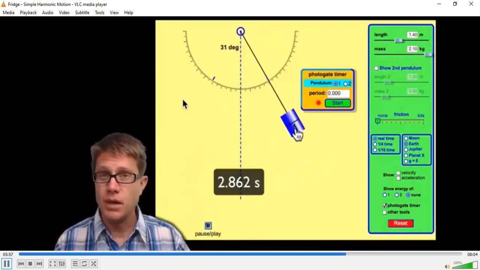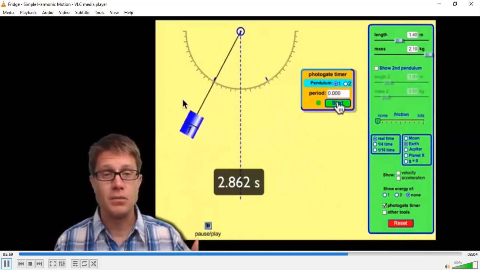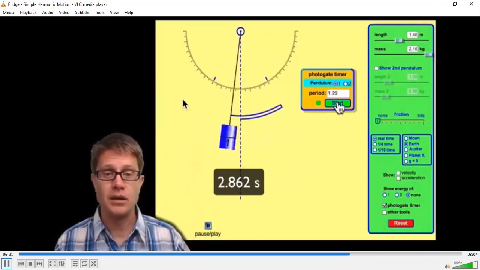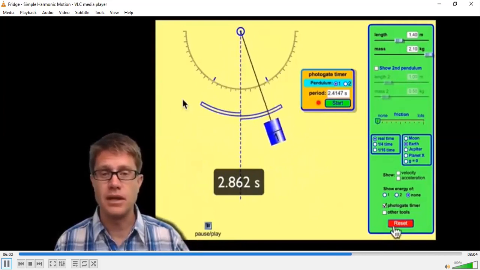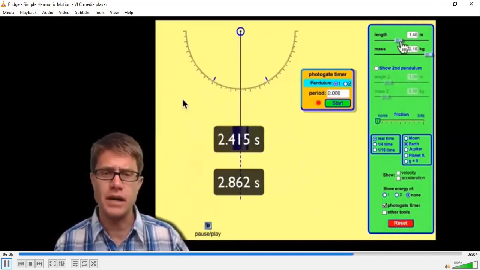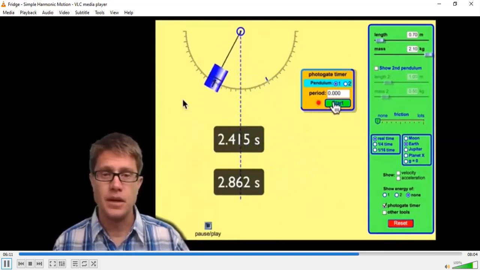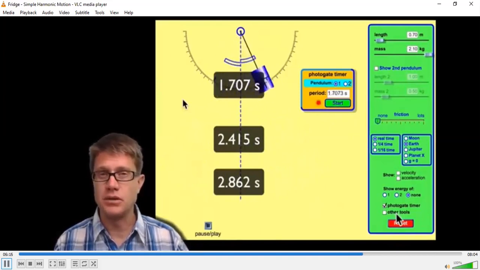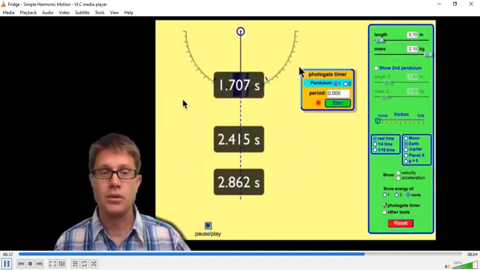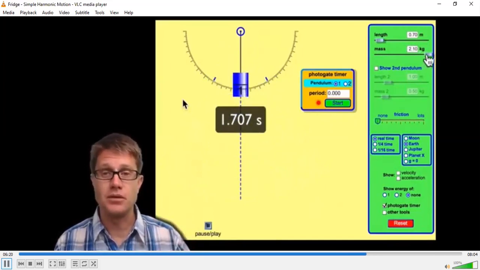Now I'm going to make the pendulum have a smaller length, dropping it from the same angle, and you can see that the period now is less. It's 2.415. Now let me make it even less. I'm going to try to drop that weight again at a 30-degree angle, set my photogate timer, and you can see that the period is becoming less. So as we decrease the length, what are we doing to it? We're speeding it up, or the period is decreasing.